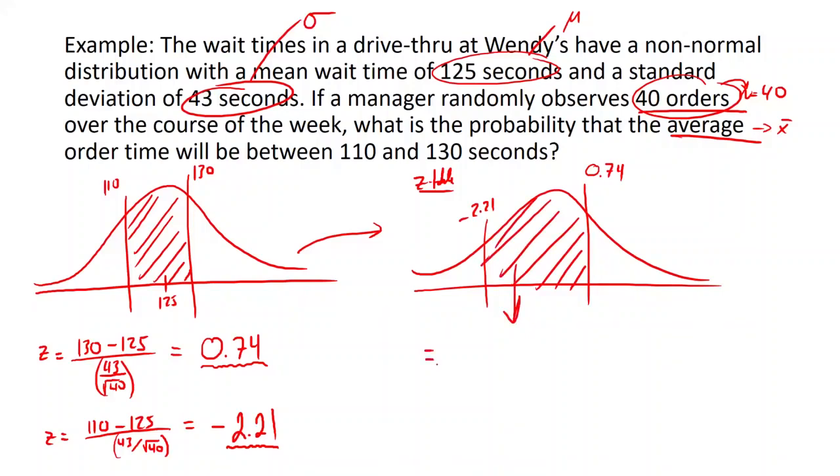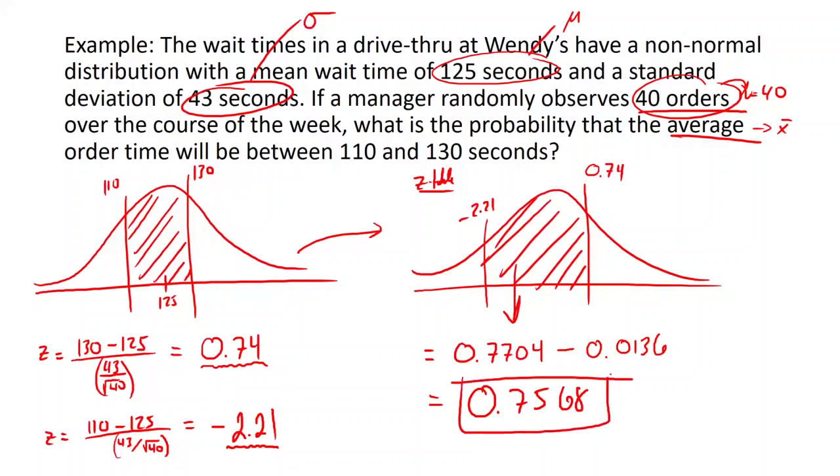So 0.74, go look it up. What do you get? I get 0.7704. Okay. Go look up negative 2.21 in your table. Looks like it's 0.0136. Yep. And then if you subtract those, what do you get? 0.7568.